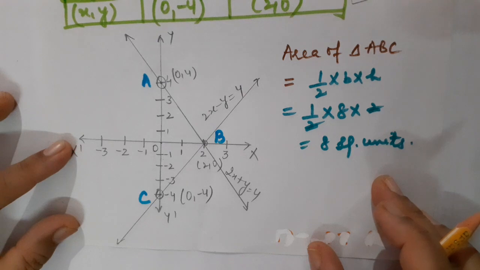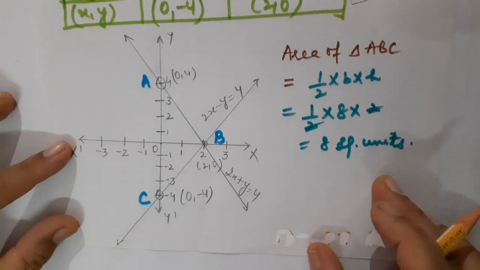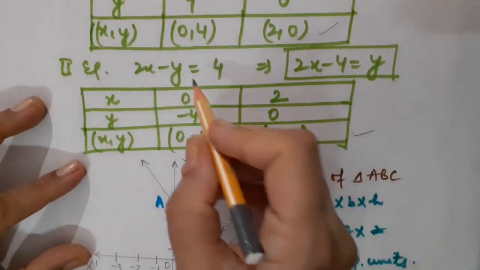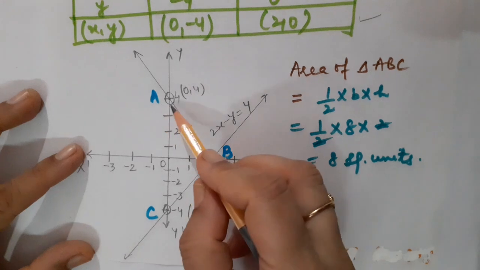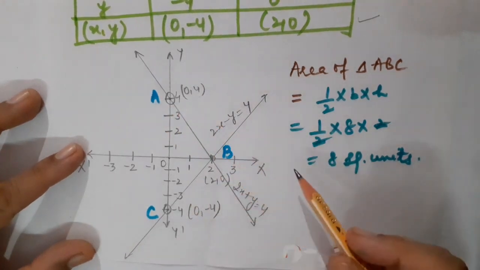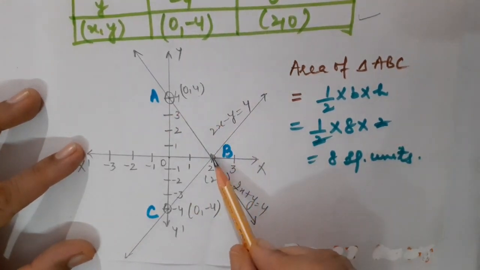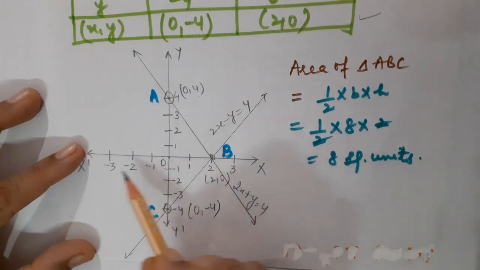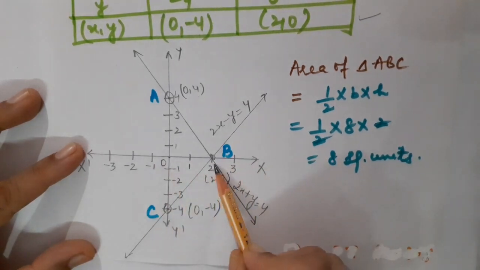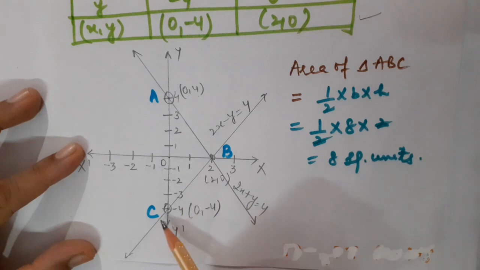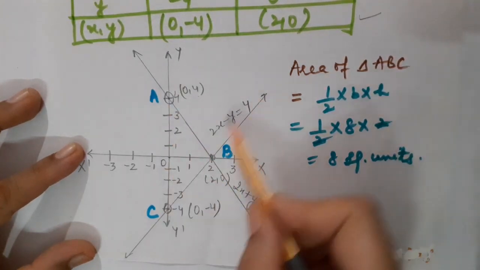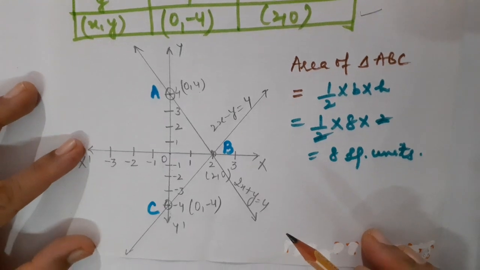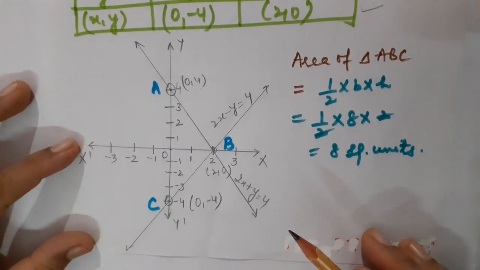Children, when I plotted 0, 4, from here I came to know that abscissa is 0. It means the point must be shown on y-axis. Here you can see 0, 4. 2, 0 is here. As ordinate is 0, so the point must be on x-axis. And 0, minus 4 is here. Correct? So these are both the linear equations which are shown on Cartesian plane.